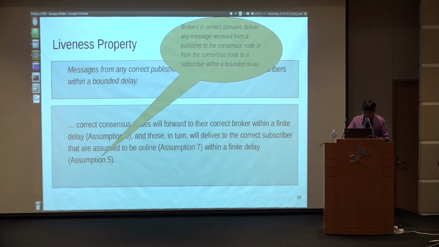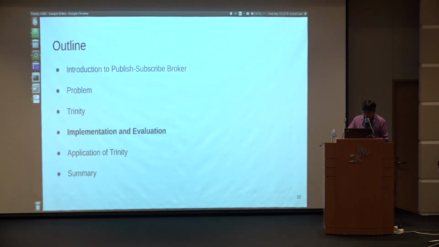So that's the high-level overview of the liveness property. Again, due to the limited time we have, I'm unable to get into the details of all the properties. So I would highly encourage you to read our paper to better understand some of these properties and proofs.